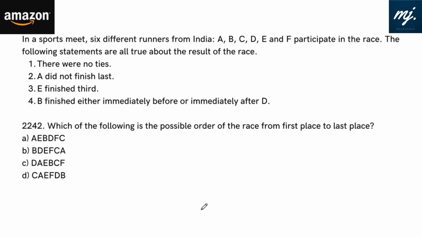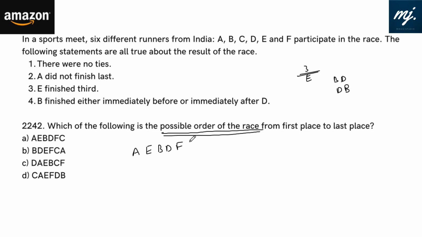Okay, again another question was asked based on the same data itself. We know E is at 3rd position. What is the question here? Which of the following is the possible order of the race? We know E should be at the 3rd position and BD or DB should come together. So let's analyze these cases.